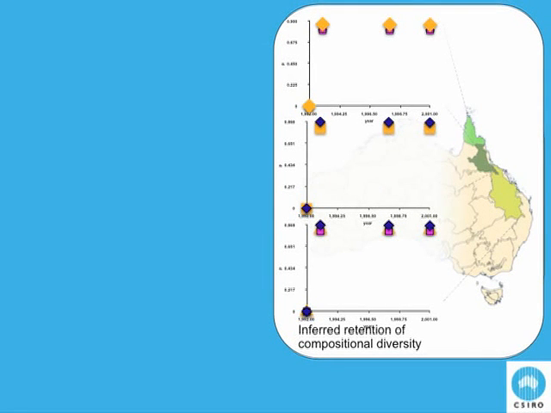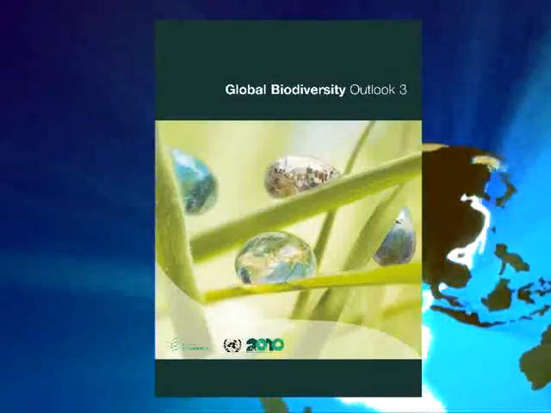Combining these remote sensing and biodiversity data, Australian partners in the network are able to determine how much of the overall biodiversity has been retained over time. This allows indicators of loss and threat, such as those found in UNEP's Global Biodiversity Outlook 3, to be calculated.